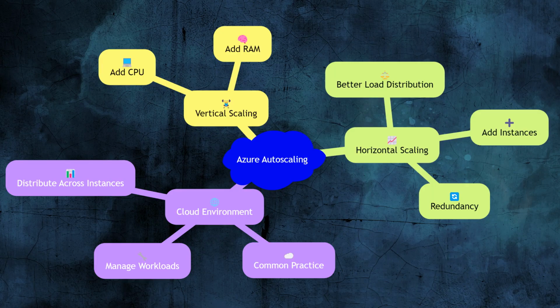Azure offers two main types of autoscaling: vertical and horizontal. Vertical scaling involves adding more power (CPU, RAM) to an existing machine, while horizontal scaling involves adding more instances of a machine. Horizontal scaling is more common in cloud environments because it allows for better distribution of load and redundancy. Azure's autoscaling capabilities primarily focus on horizontal scaling, making it easier to manage and distribute workloads across multiple instances.